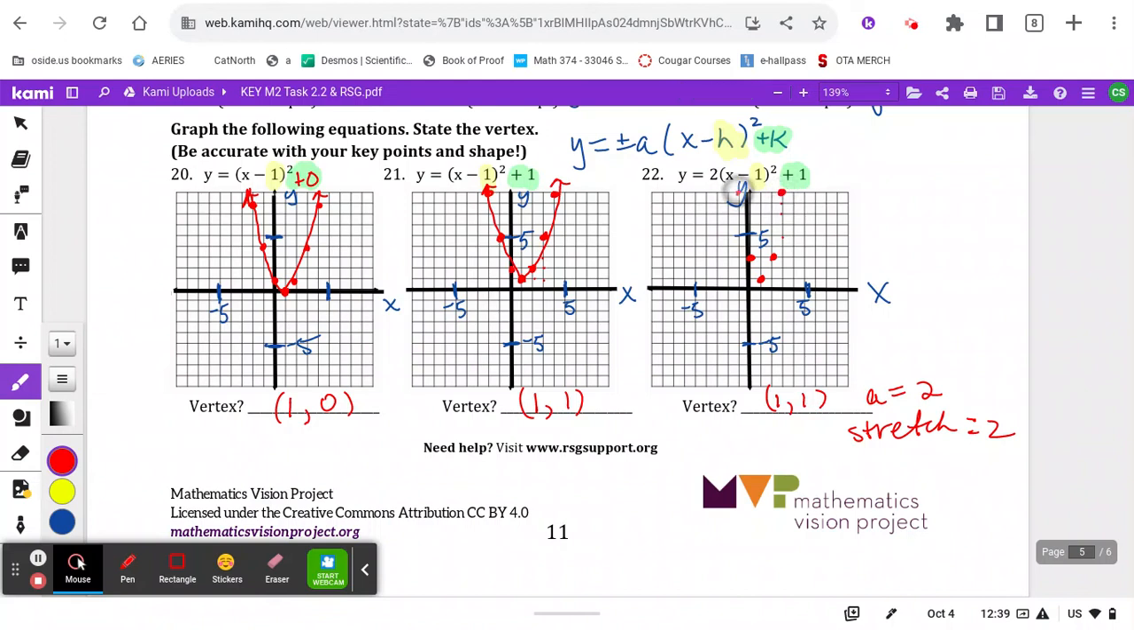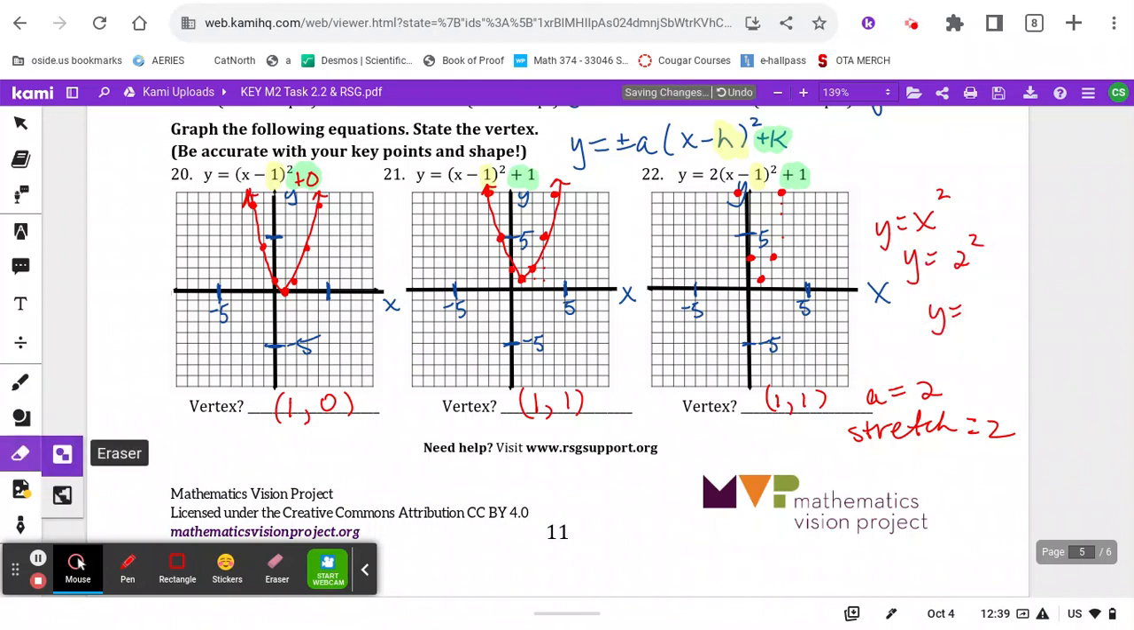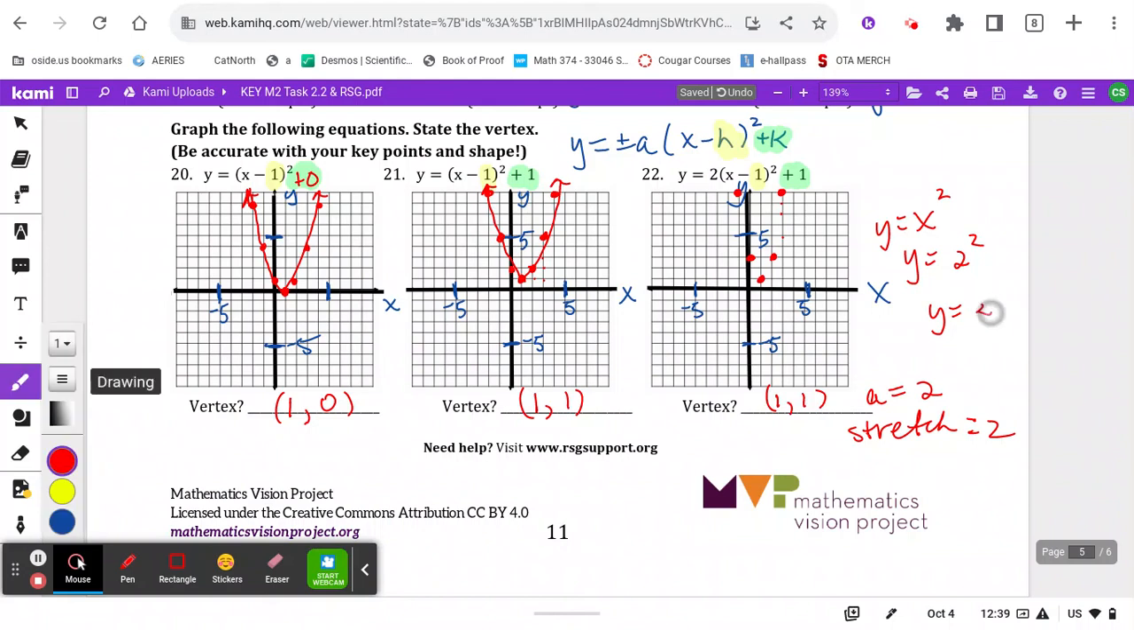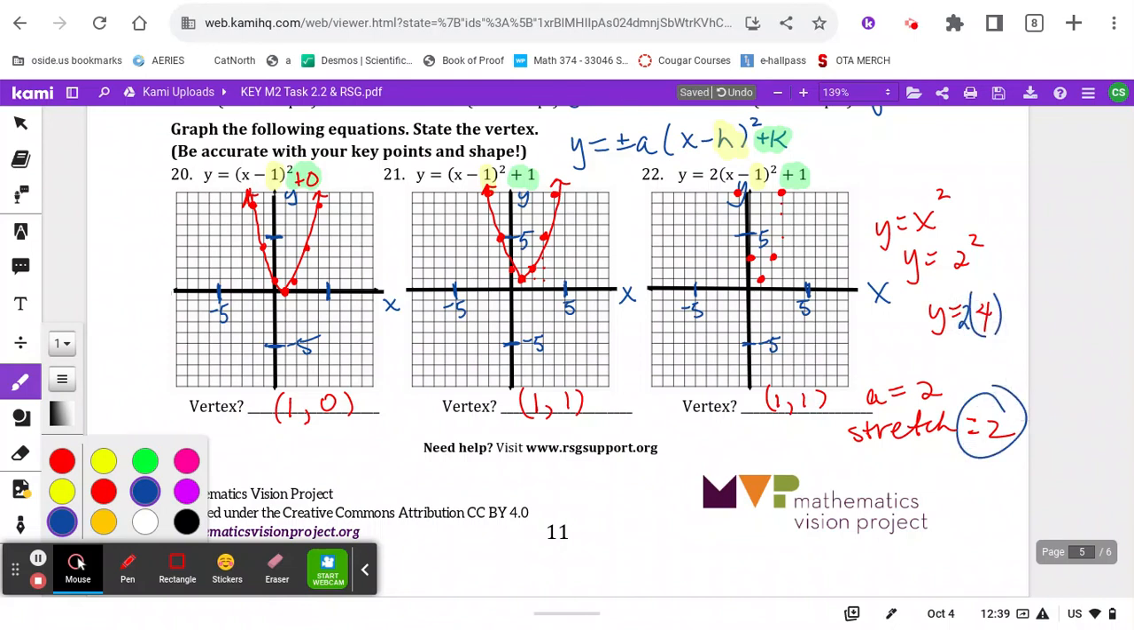So why is it up 8? It's normally y equals x squared. y equals 2 squared is 4. Right? Normally out 2 is up 4 for this reason. But we're doing 2 times the normal. So my stretch is 2. That means I'm going to go up 2 times the normal 4, or 8. So out 2 is up 8.